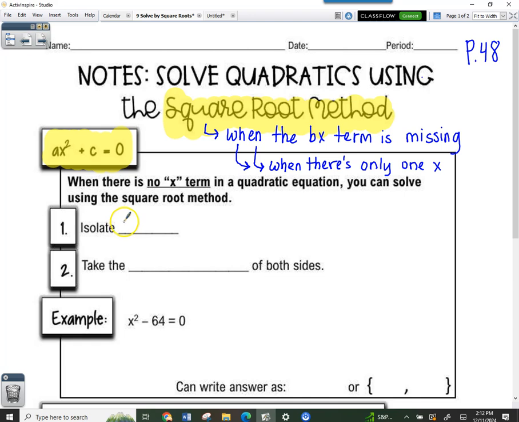Now, how do you do it? Well, first you isolate the squared term. When I say squared term, there's 2 scenarios here. It could be x squared, or it could be parentheses x, like, maybe plus a number squared. It could be a binomial squared, okay?